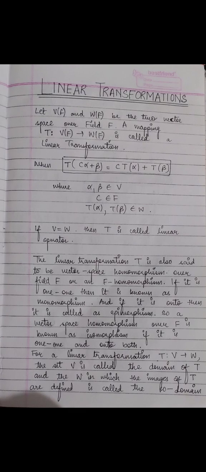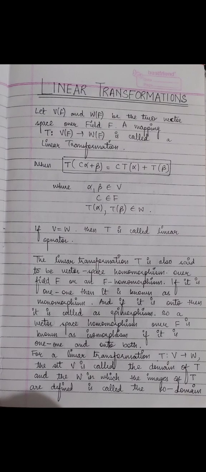Let V(F) and W(F) be two vector spaces over the field F. Then a mapping T: V → W is called a linear transformation when T(cα + β) = T(α) + T(β), where α and β belong to V and c belongs to F, and T(α) and T(β) belong to W. If V equals W, then T is a linear operator.